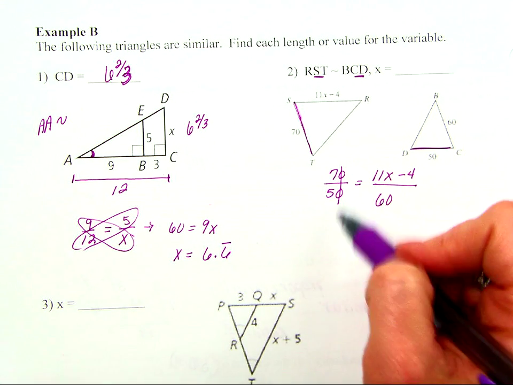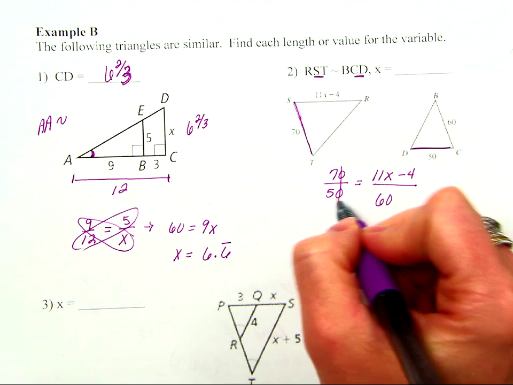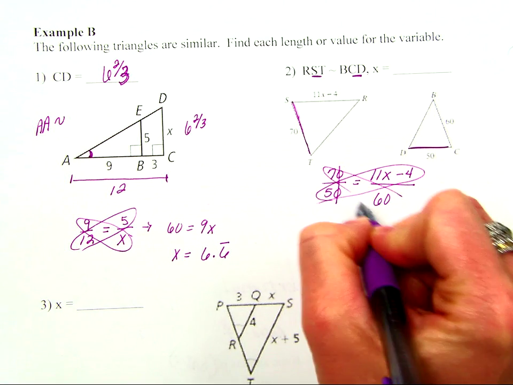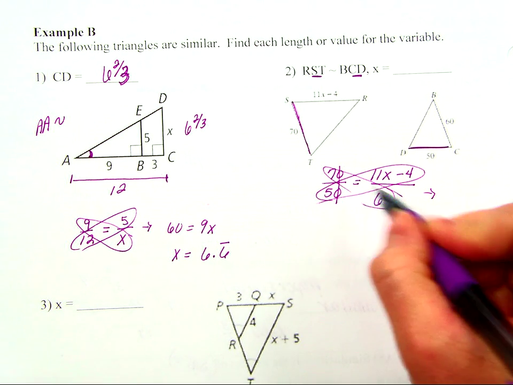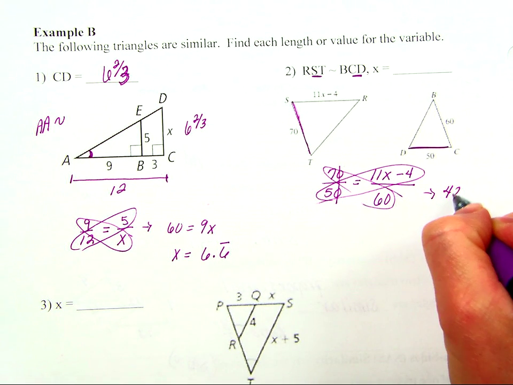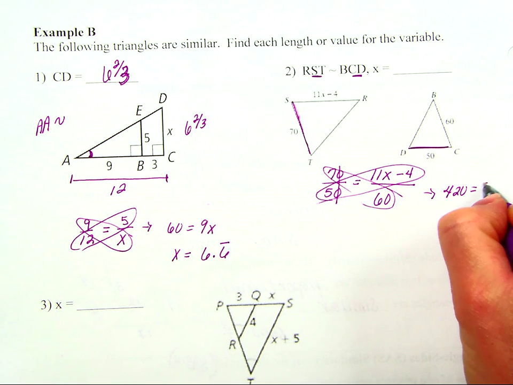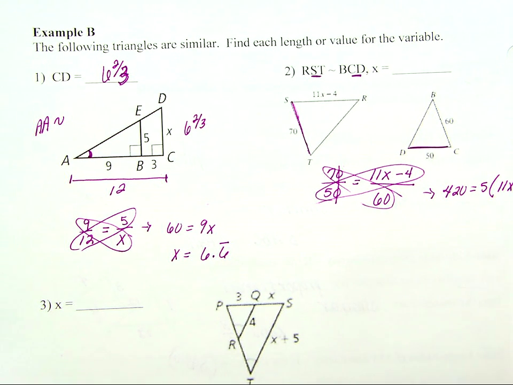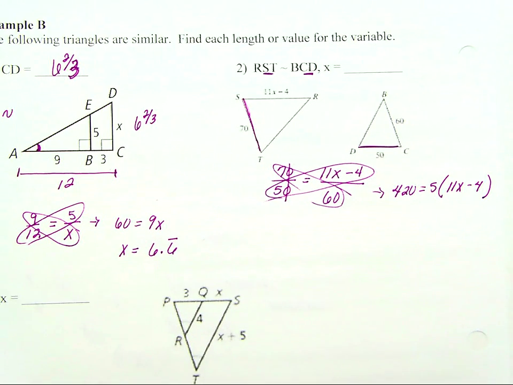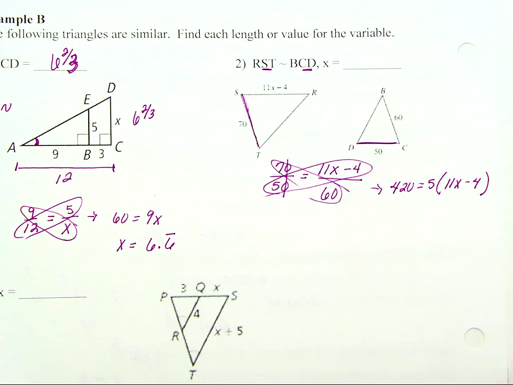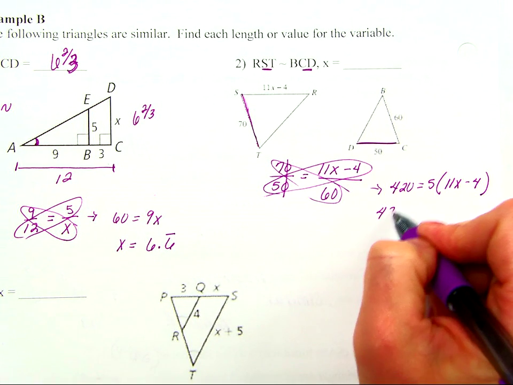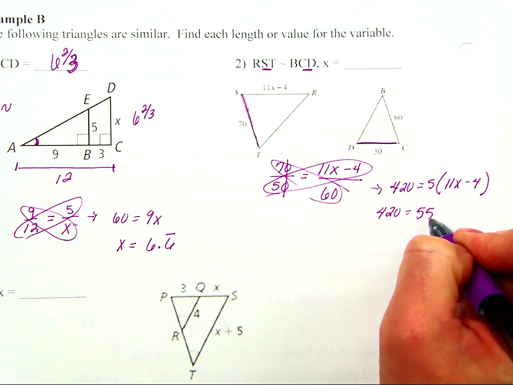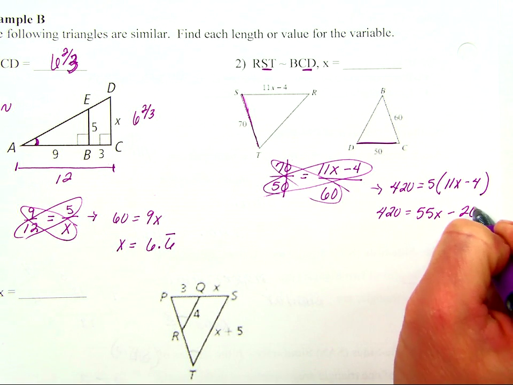Now, I cross my zeros off just so that I'm going to work with smaller numbers, but I'm still going to use my cross product. So I'm going to take 7 times 60 and 5 times the quantity 11x minus 4. I'll remind you that this is a question where we would need to distribute. It is times the quantity. And so we're going to say 55x minus 20.